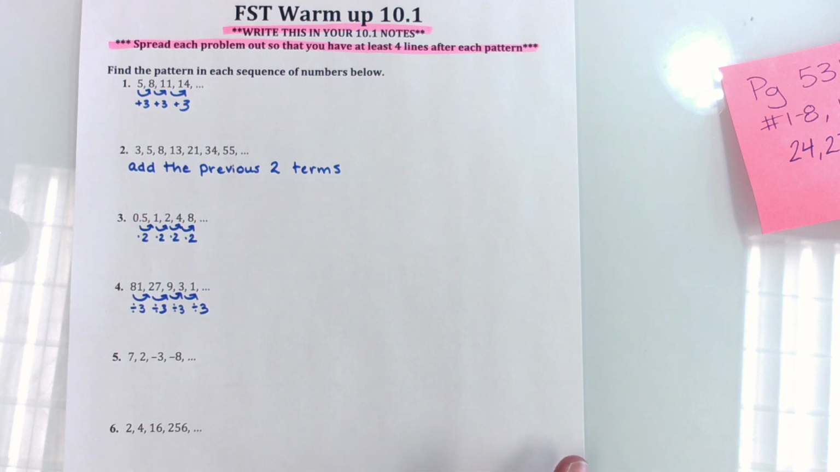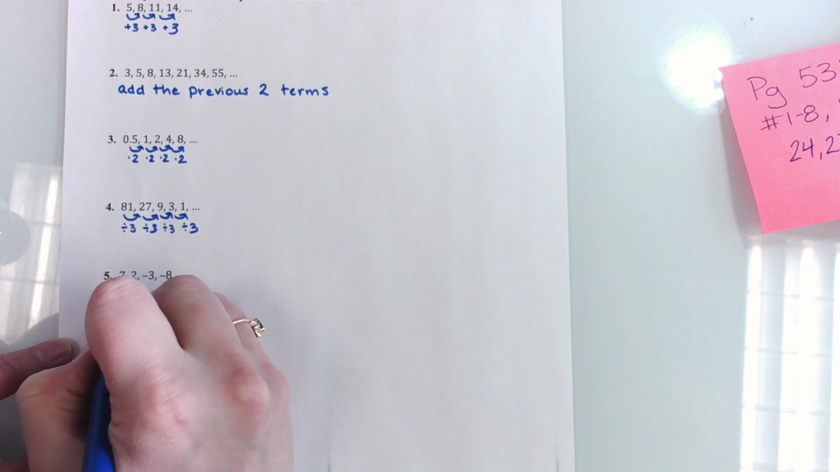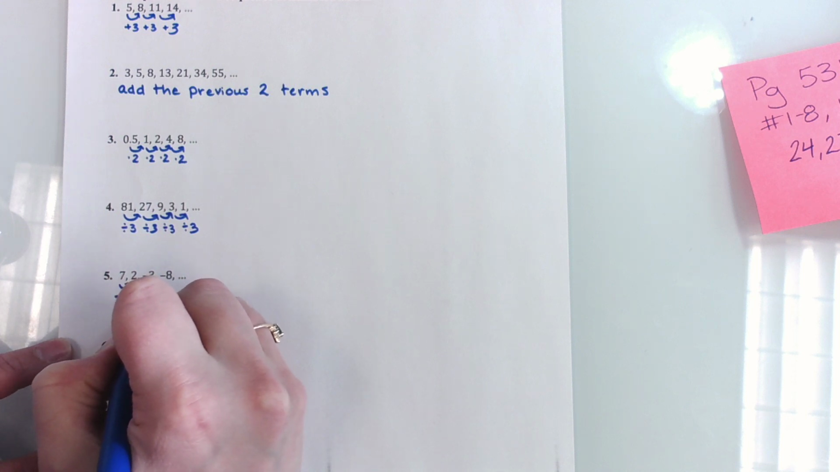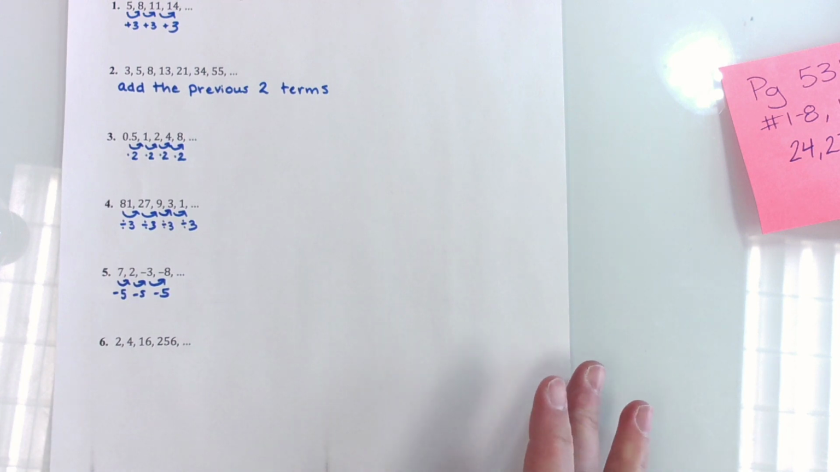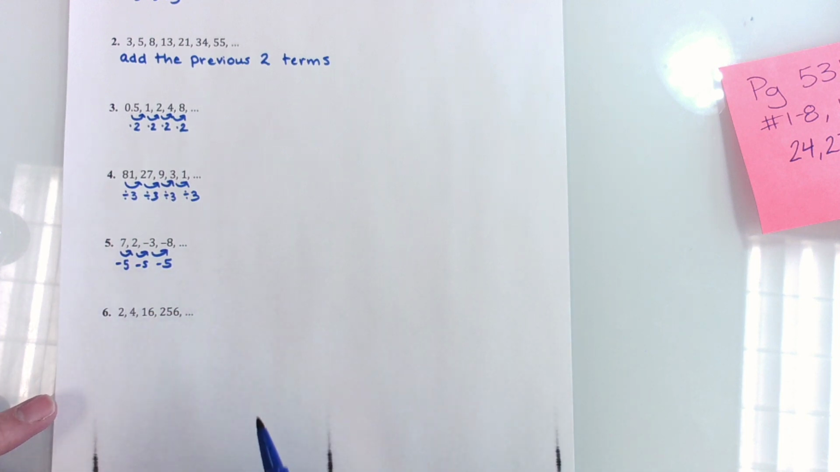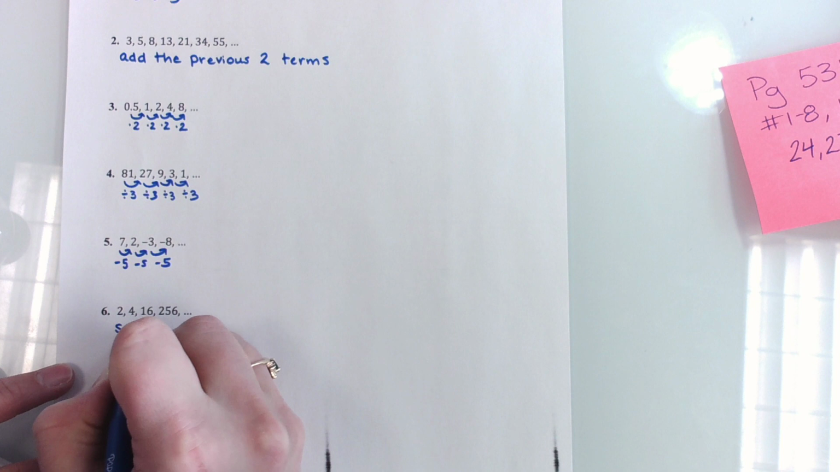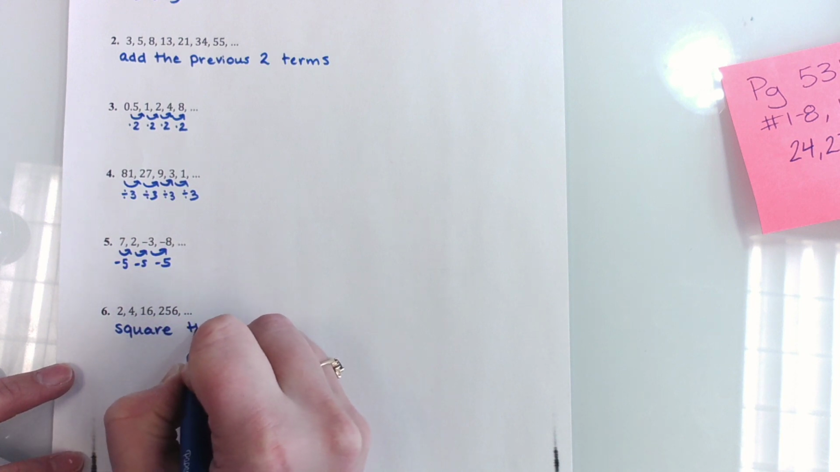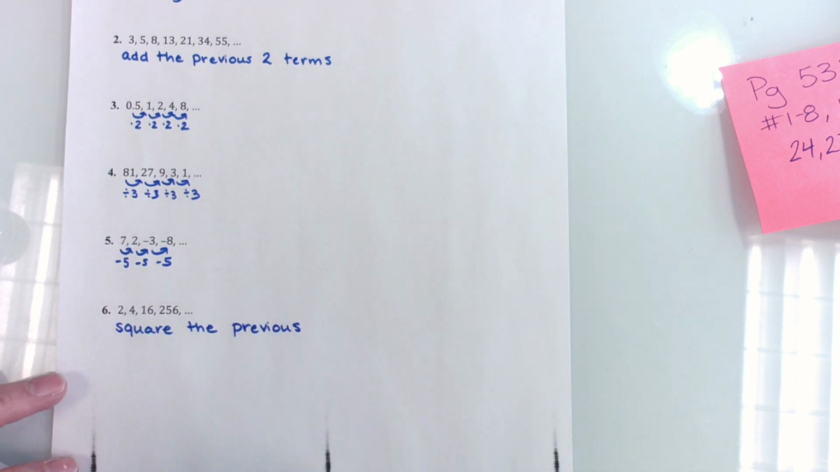Abby, what about the fifth one? Negative 5. Subtract 5 every time. -5, -5, -5. Works out. Jed, what's the last one? Said square roots. I told you it was. Other direction. Not square roots, but squares. You square the previous. Or just times it by itself.